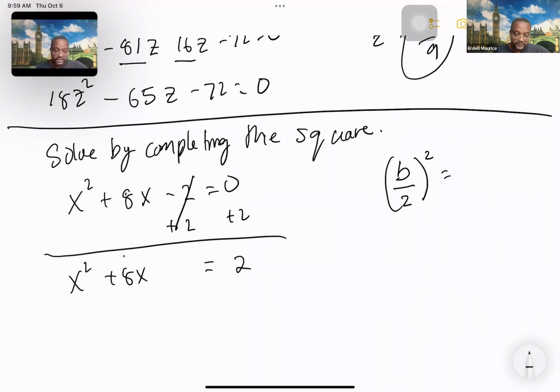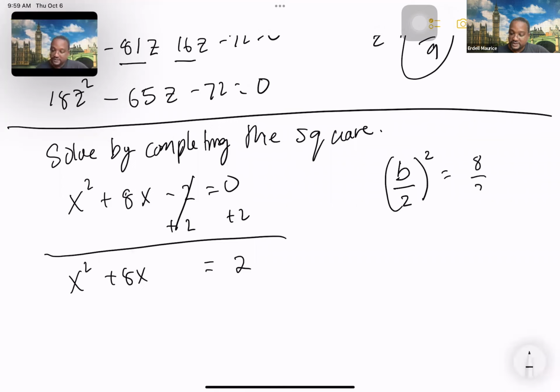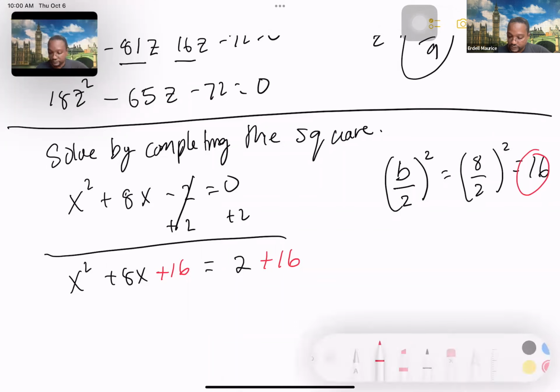In this case right here, b is 8. And so it's going to be 8 divided by 2 squared. 8 divided by 2 is 4. 4 squared is 16. And so what we're going to do is we're going to add 16 to both sides of the equation to complete the square and to keep the equation balanced. Okay, this right here is the number that completes the square. Question there.